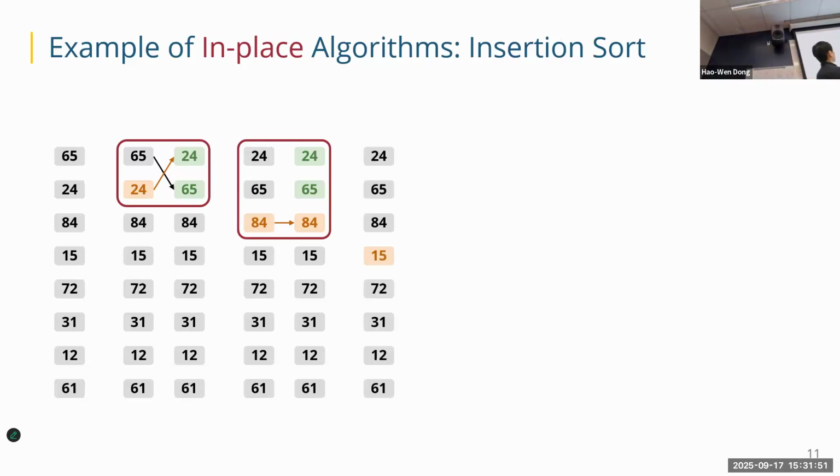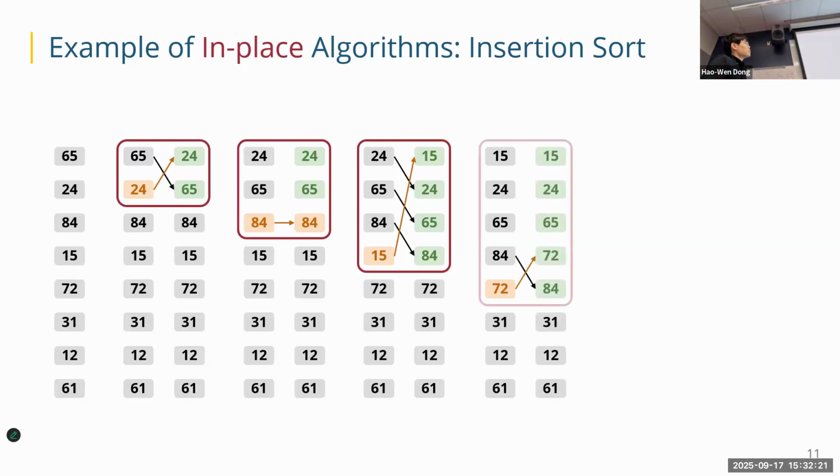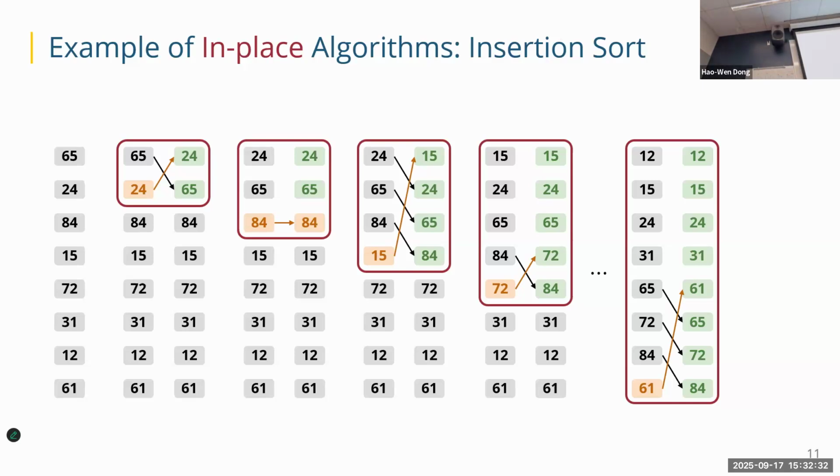And now you grab the next one, 15. You compare with 24, 65, and 84, and you realize that 15 should be in the first place. And so you keep doing this. Now you have 72. You compare 72 with 15, it should be later. Compare with 24, later. Compare with 65, later. Compare with 84, it should be before 84. So now you put it in that specific position. You keep doing this again and again, so that the last time, you have 61 and everything else sorted, but now 61 should be somewhere between 31 and 65.